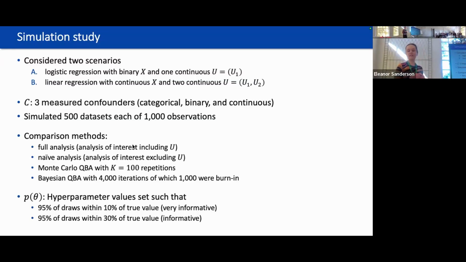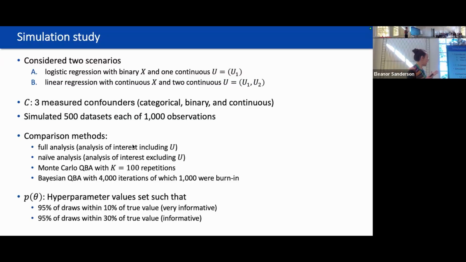We've got some measured confounders. There's just 3 of them here. One's categorical, one's binary, and one's continuous. And the data generating models for these scenarios were based on a real data set, the Barry-Caffili growth study. We simulated 500 data sets, each with 1,000 observations.